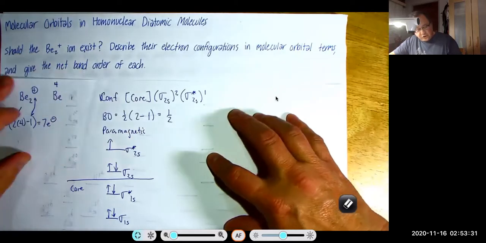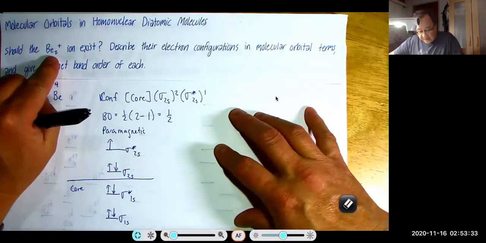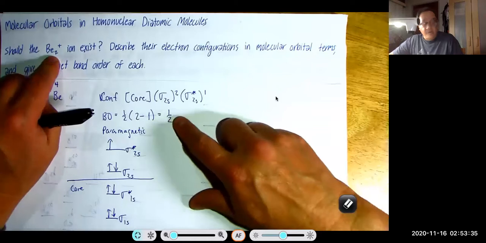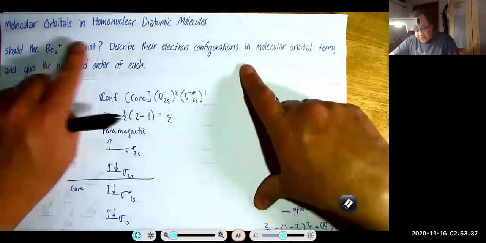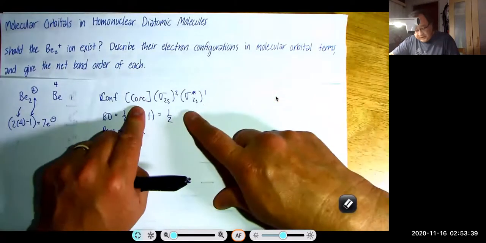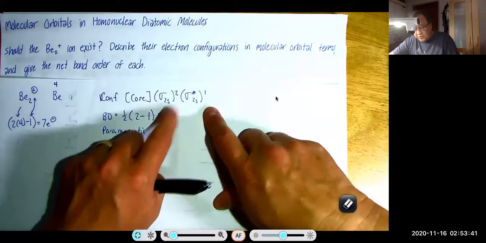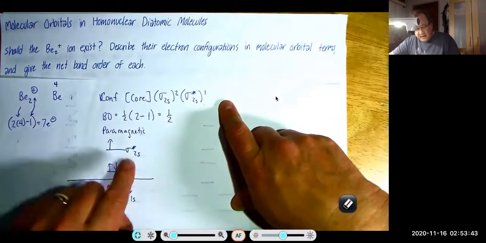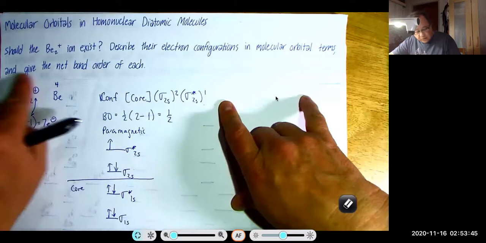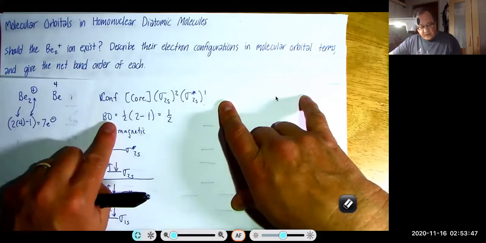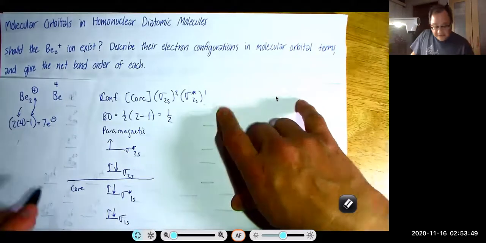So should the beryllium 2+ ion exist? Yes, but not very well. Describe the electron configuration. It's going to be the core, sigma 2s2, sigma star 2s1. And give the net bond order for each. The net bond order. This is an interesting one.